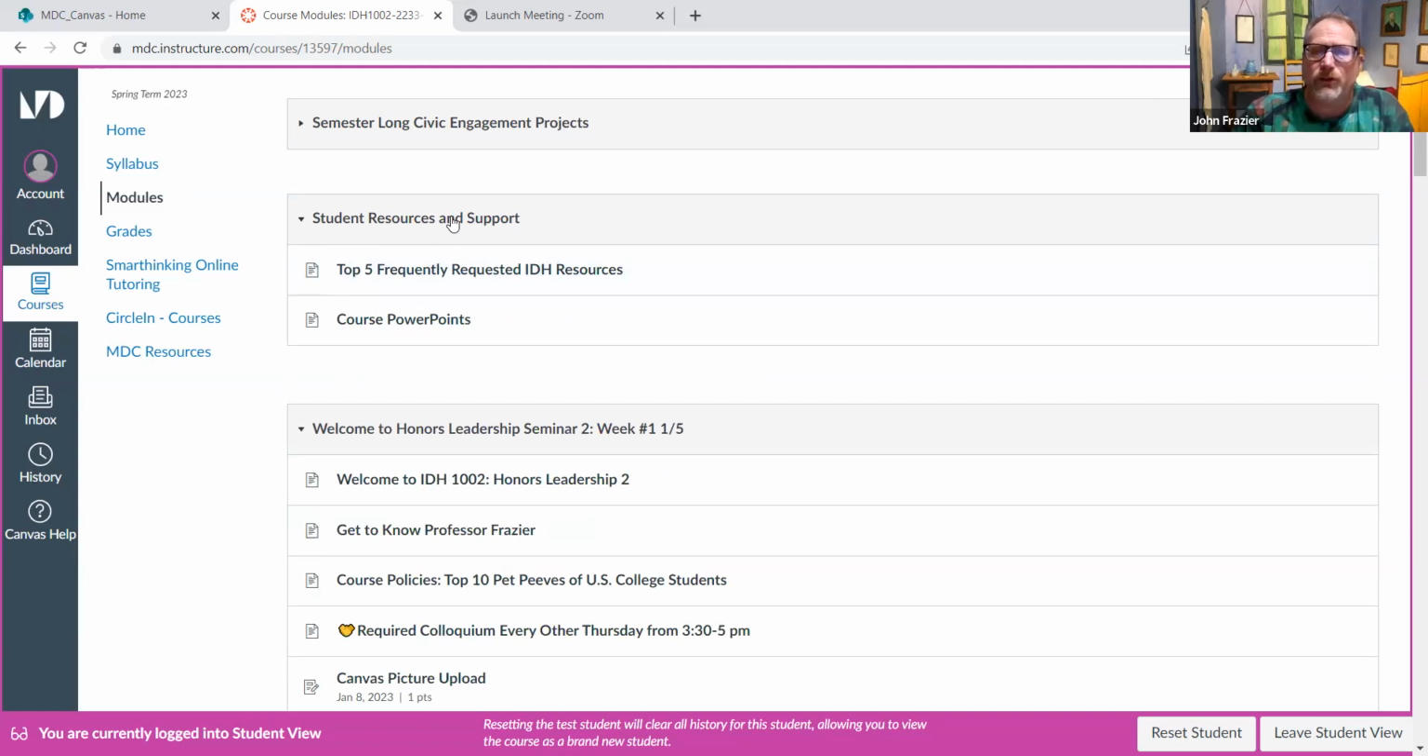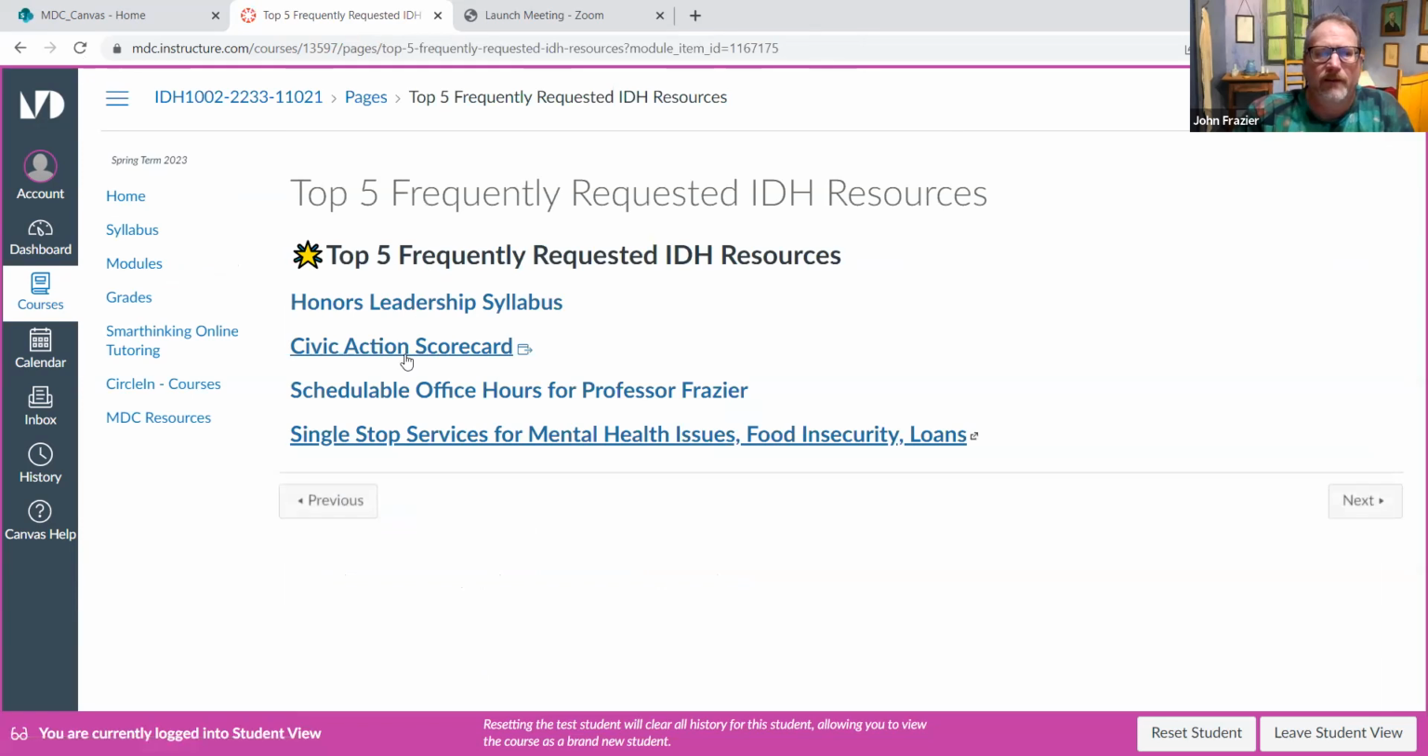Our student resources are always up here. Our top 5 frequently requested IDH resources, right? Here's the Civic Action Scorecard, because that's what most people end up doing. We have our Honors Leadership Syllabus to show you, and I'll show you an outline of this. If you ever want to schedule office hours, I highly recommend that I get to know you and you get to know me, particularly because we have a larger IDH format this year than usual. And for anyone, because we are in the middle of a mental health crisis in colleges around the country, right?